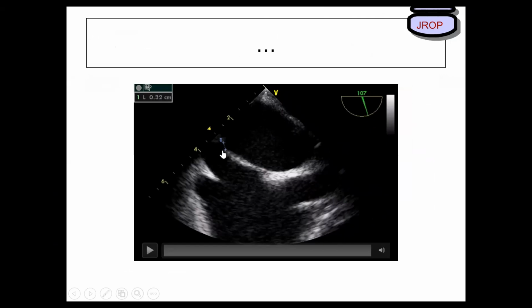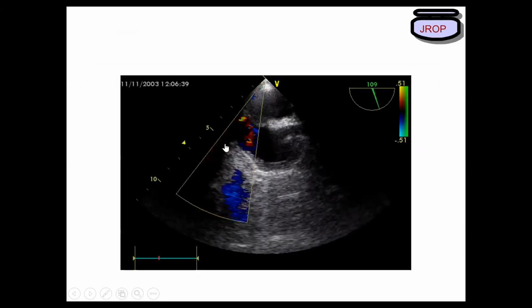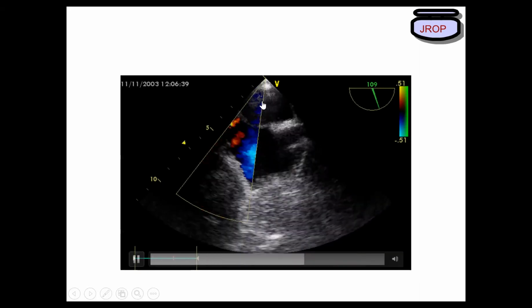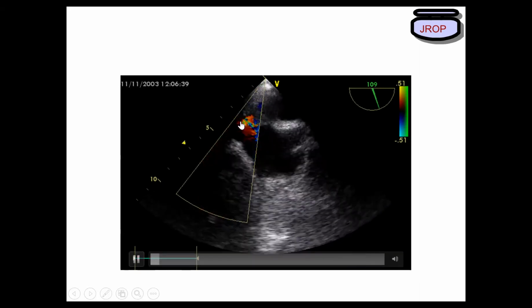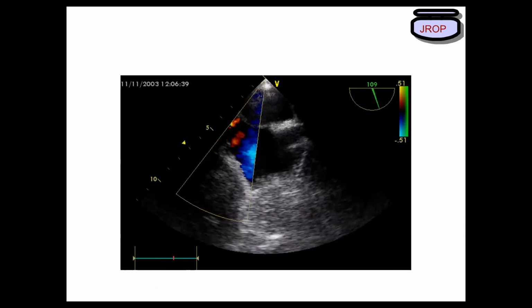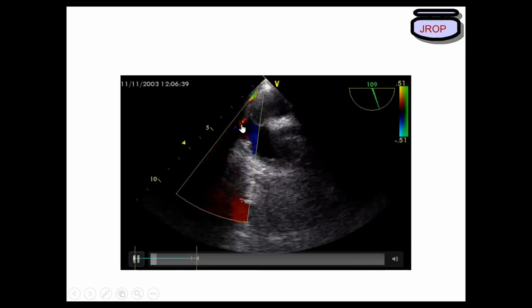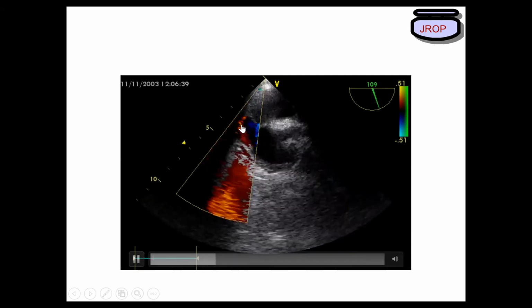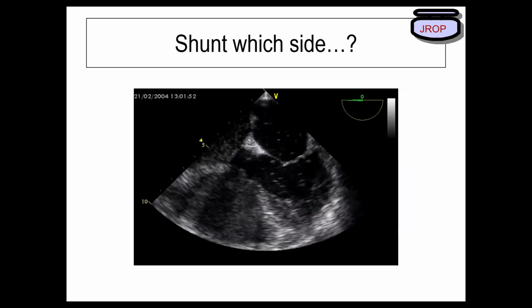This is SVC, this is IVC, and there's a hole over here, which is known as an IVC type of ASD. Now you can see a flow of color from LA to RA. Can you see this color? Red color. Now, this is PFO.